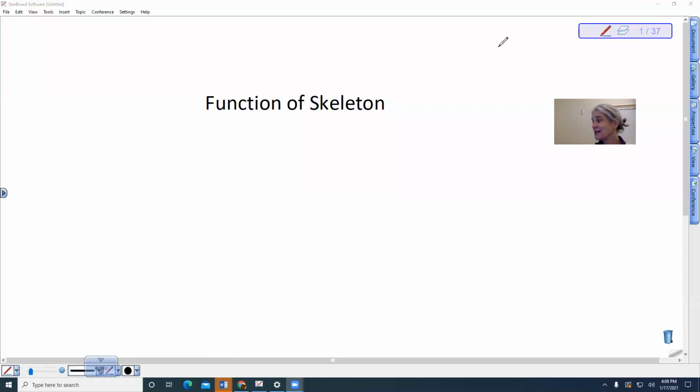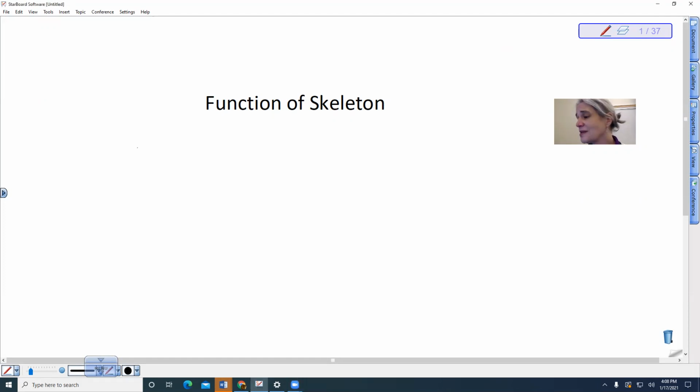Hello. When we talk about the function of the skeleton, we are talking about the function of the bones because the bones make up the majority of our adult skeleton. So, obviously, because of our skeleton, we have the ability to move.